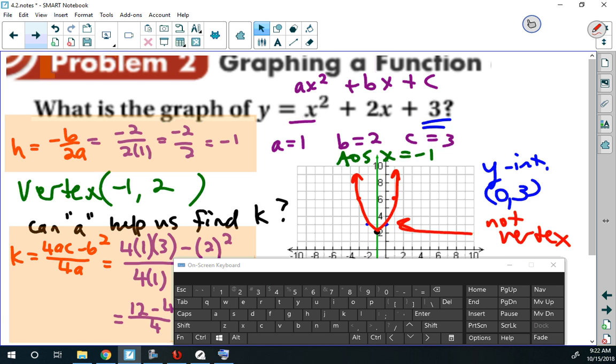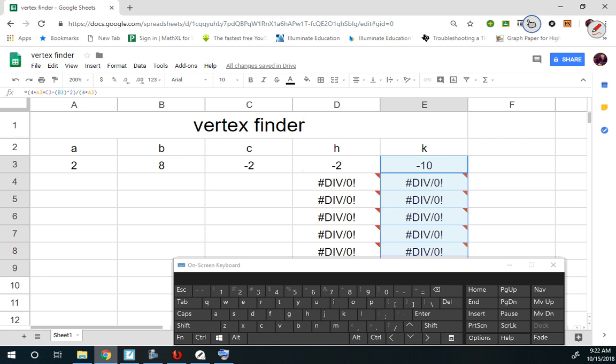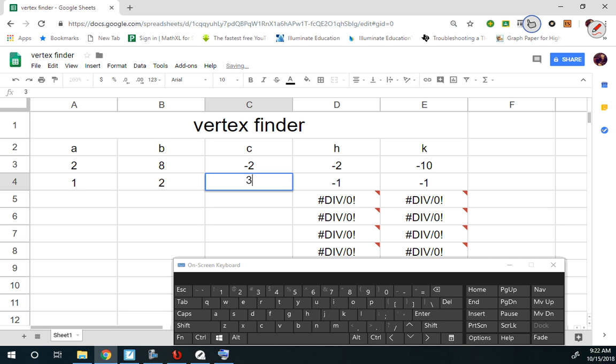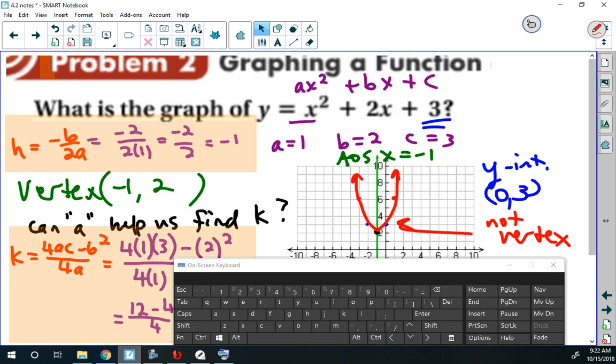So we got a 1 and a 2 and a 3, and our vertex on that one was negative 1, 2. That's pretty cool. I'll put that on Classroom. Will that help you? Any questions?